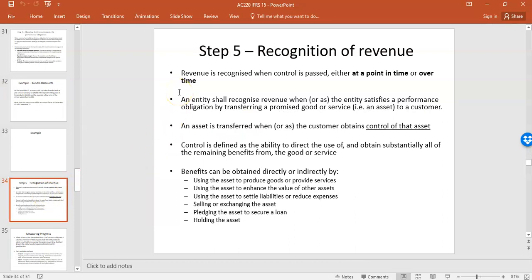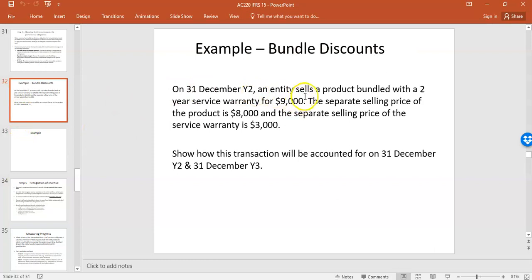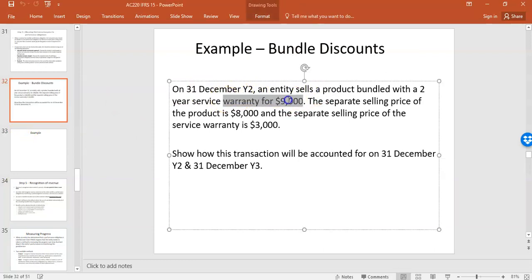That's the likes of providing a service, for example an annual maintenance service or an annual mobile phone contract. You recognize it as the time passes. So it just depends on the type of contract and the type of arrangement, and that will dictate how you recognize it. That is why we have to split the product and the warranty here, because they have two different bases of recognition when you get to step 5.